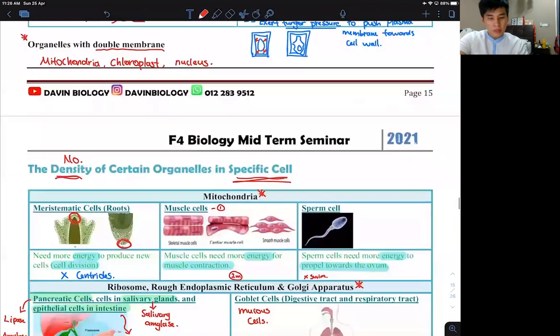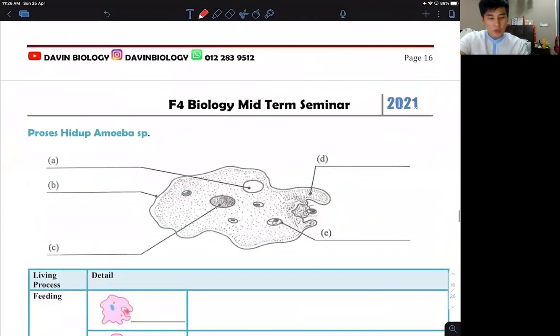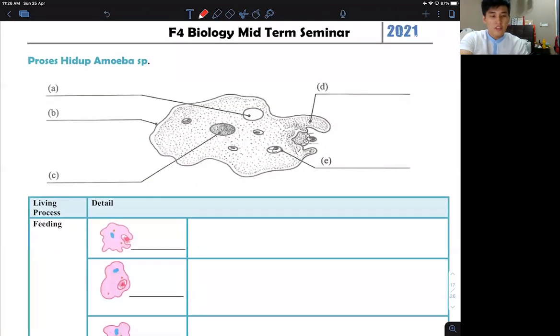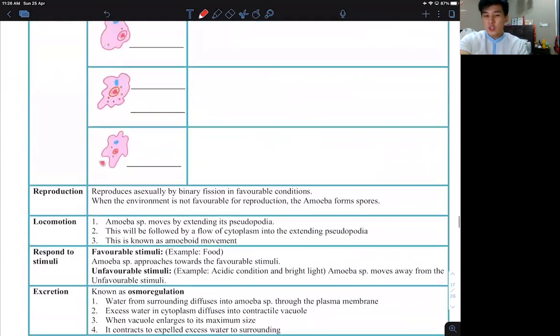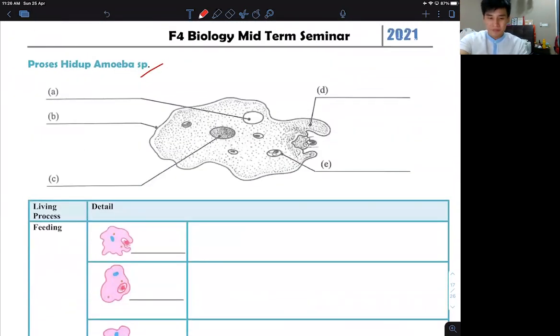For now, I will do this part: living process in unicellular organisms. There are two unicellular organisms here that we will learn, which are amoeba and paramecium. But questions usually like to ask about amoeba, so I'll focus more on amoeba for today.